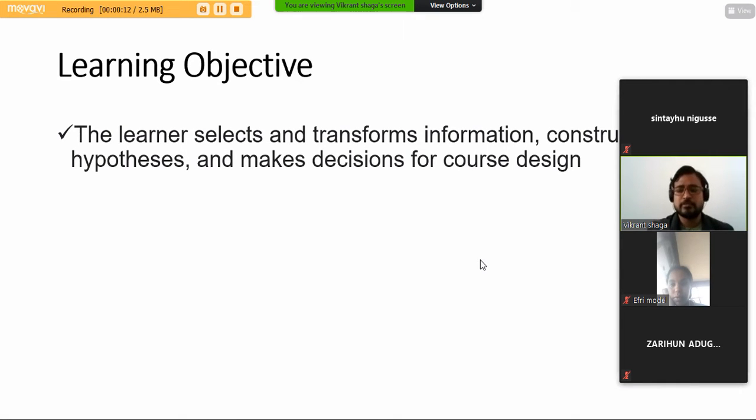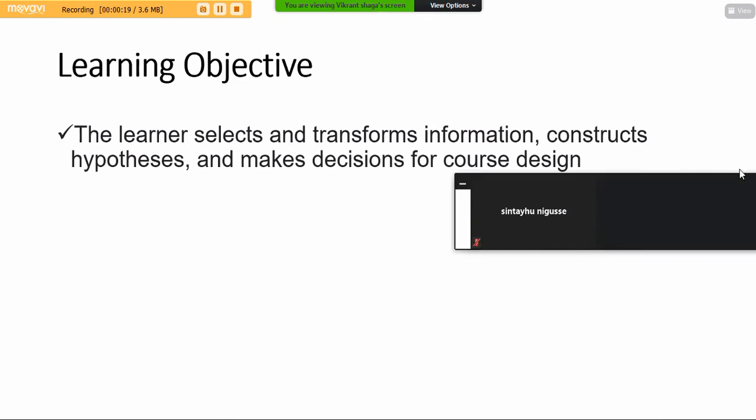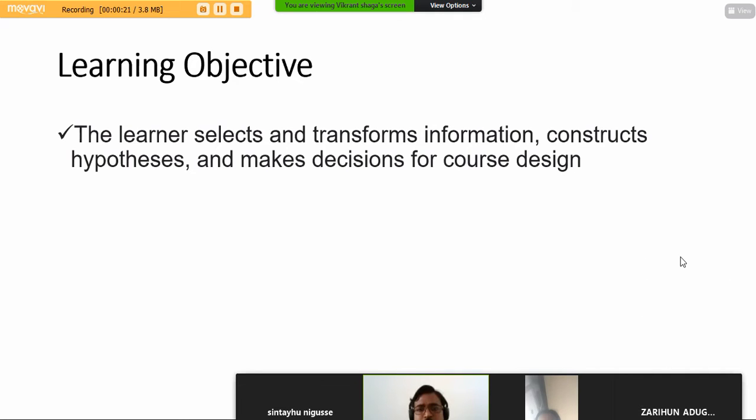So what is the learning objective of today's session? This particular topic is a very short topic, instructional design, right? Here you are going to learn to select and transform the information. Whatever information you have about a particular course, any course, you have to select that and transform that information about that course, construct some hypothesis. Hypothesis means some assumptions, right, and make decisions for the course design.